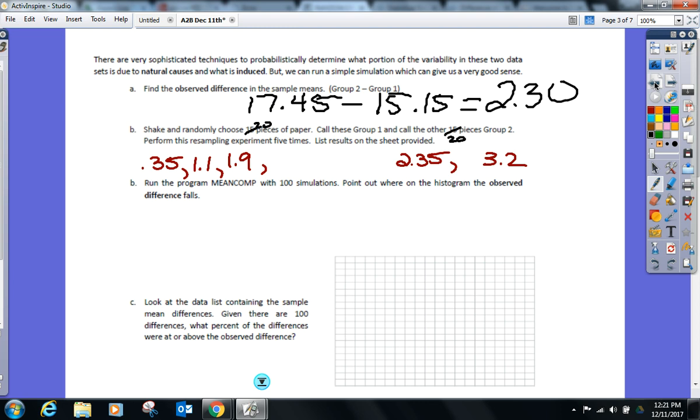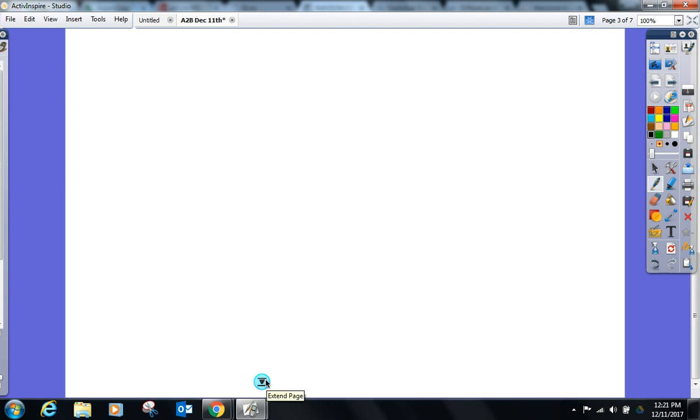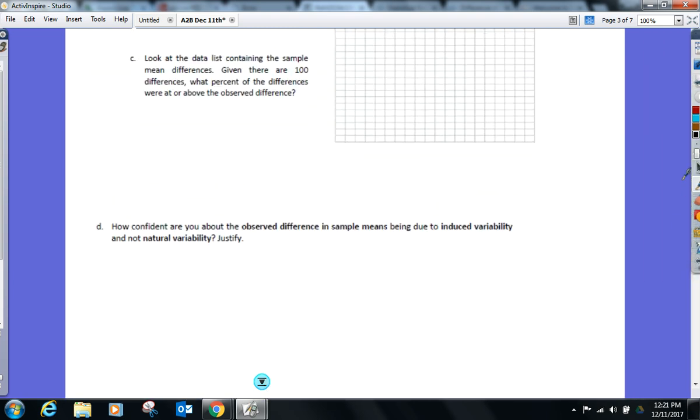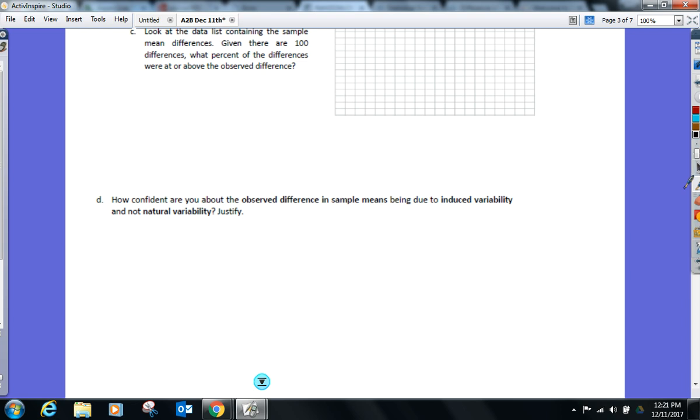Go back to part C. Of the 100 I just did, and I'll go back to the chart in a second, what percent are at or above the 2.3 we found? That's the observed difference. So out of the 100, how many are at or above 2.30?